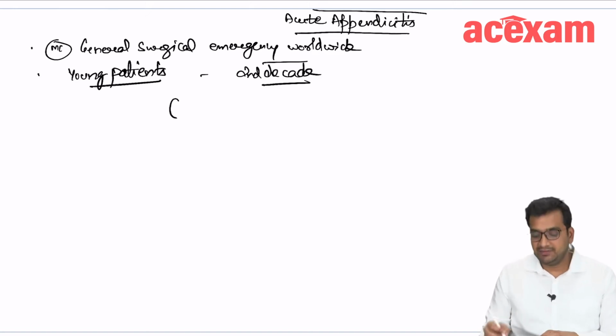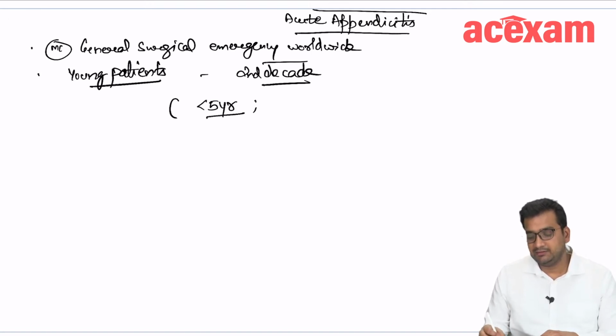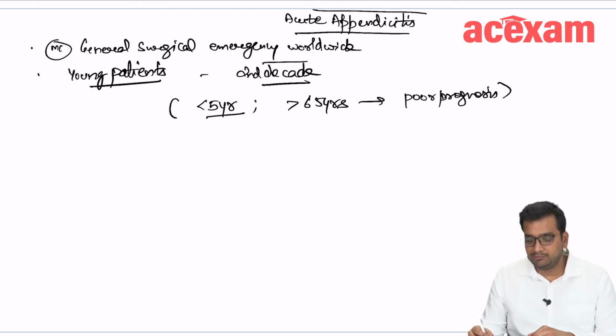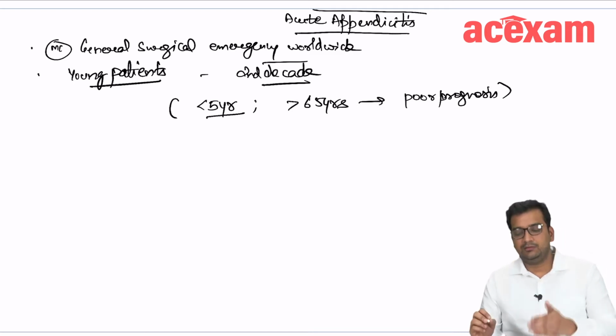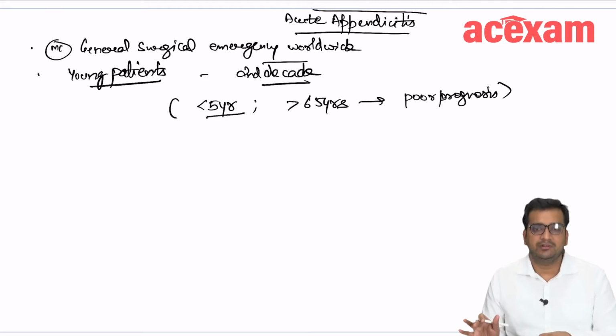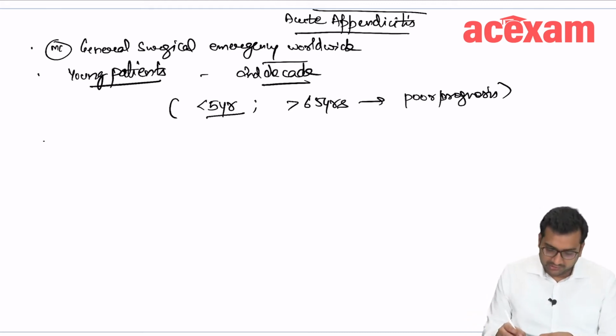But if they are seen in children who are less than 5 years of age or in old patients who are more than 60 or 65 years of age, then the prognosis is less favorable, or it is associated with poor prognosis as compared to the routine acute appendicitis which is seen in young patients, due to the delay in diagnosis and all. Okay, so now what is the pathophysiology?